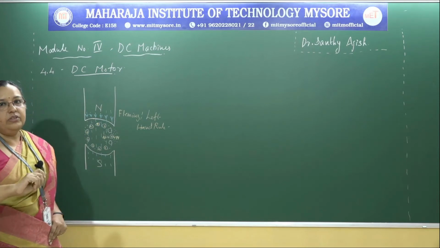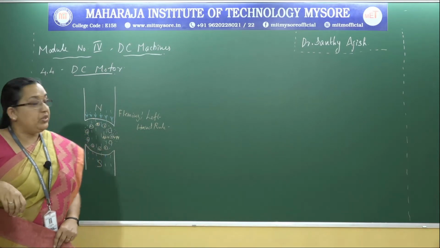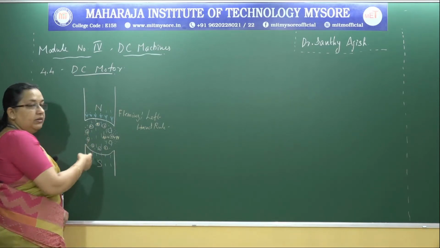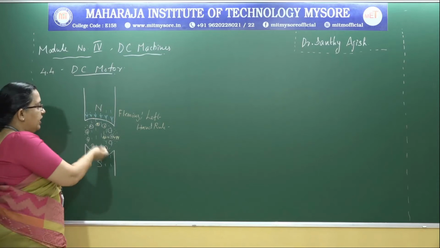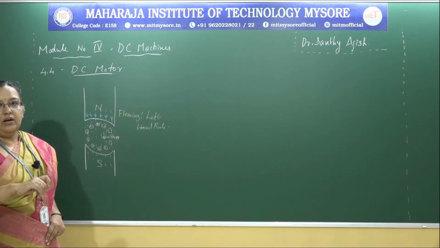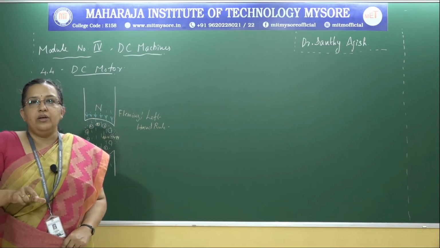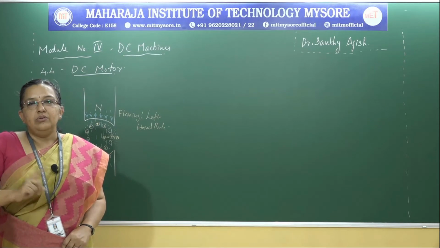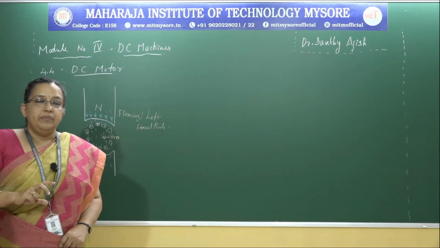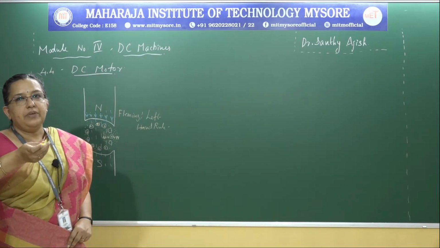Fleming's left hand rule will give you the direction of rotation of the armature. Now, by the applied electrical EMF, the external potential, and the flux produced by the main DC field, torque is produced, which will rotate the armature. That is how the electrical energy is converted into mechanical energy.